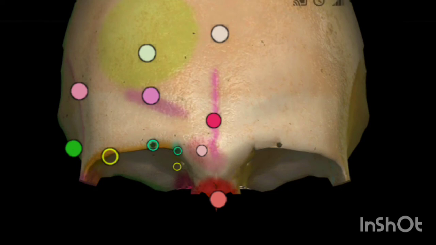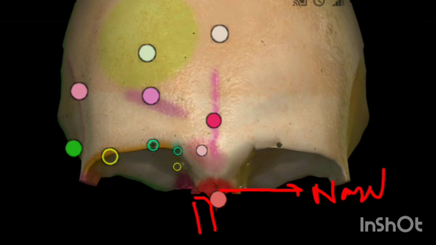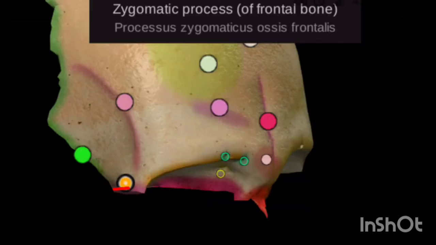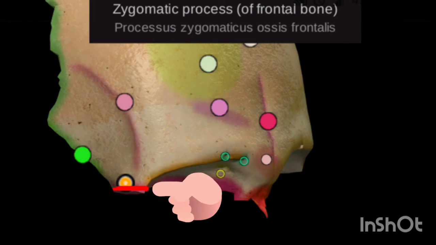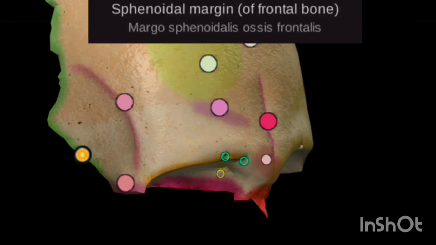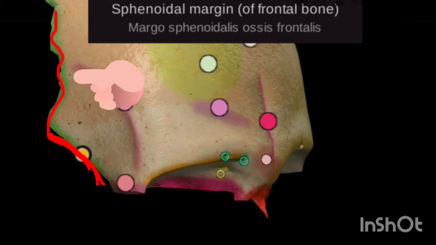So in this area here we've got the nasal spine, but this is the nasal spine of the frontal bone, and from here we've got the nasal bones that originate like this and they form the bridge of the nose. This is the zygomatic process of the frontal bone, and then we've got this area which is the sphenoidal process of the frontal bone. This is going to be the sphenoidal margin of the frontal bone. This is the zygomatic margin of the frontal bone. The zygomatic bone basically merges over here with the frontal bone, and there is the zygomaticofrontal suture over here.